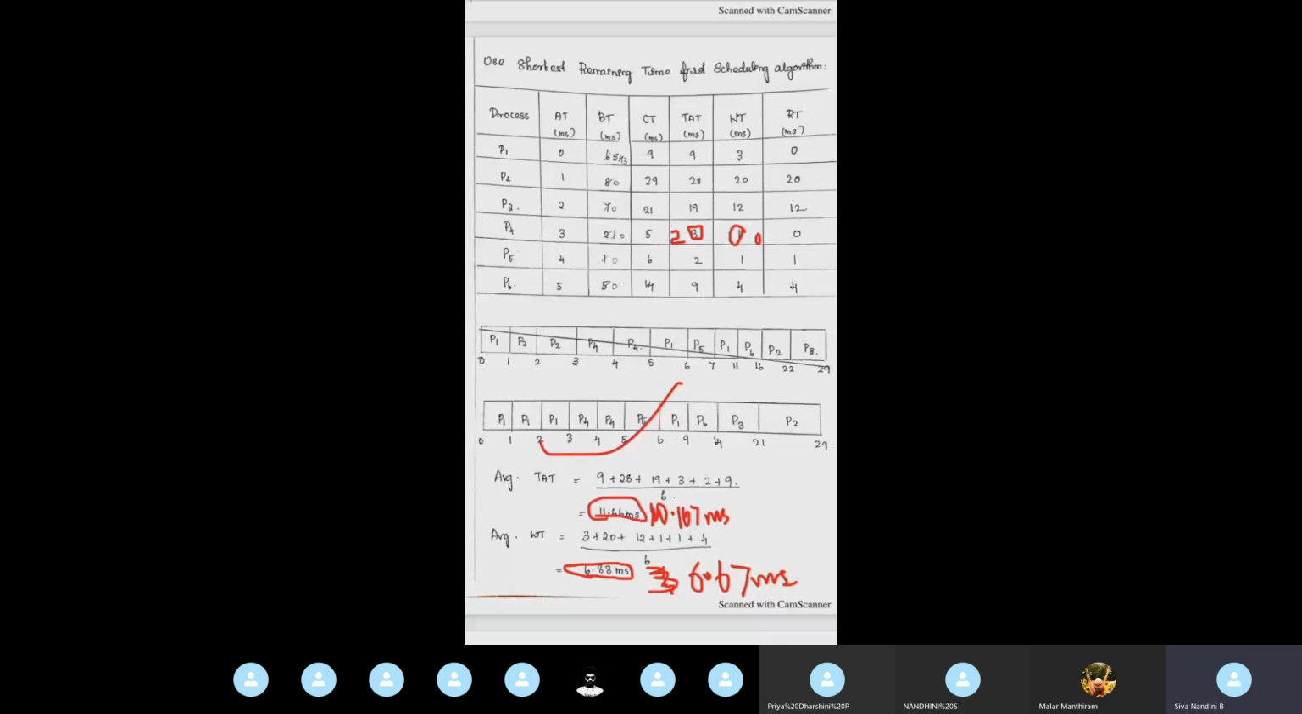So the second process P2 arrives at the first millisecond. So from 0 to 1 only, the first process will run. After that first millisecond, we check which has the shortest remaining time. In this case, which has the shortest remaining time? P1. So this P1 is allowed to execute up to the next arrival time, 2 milliseconds.